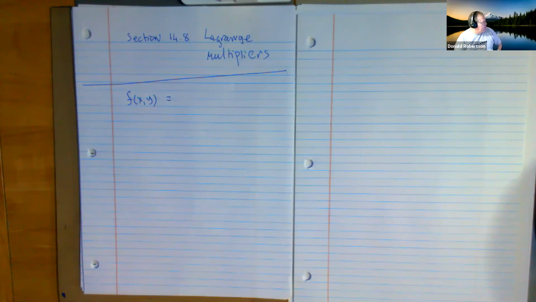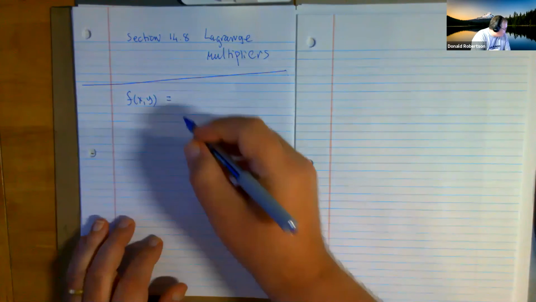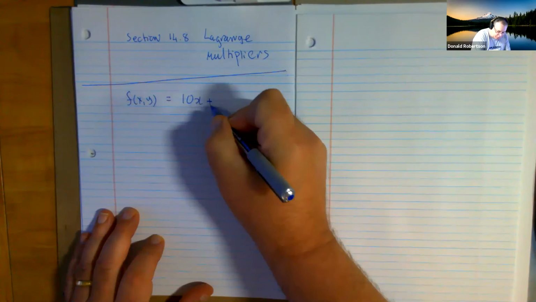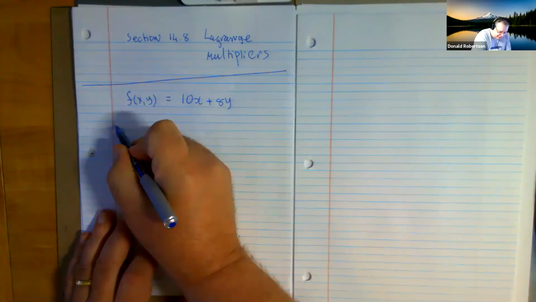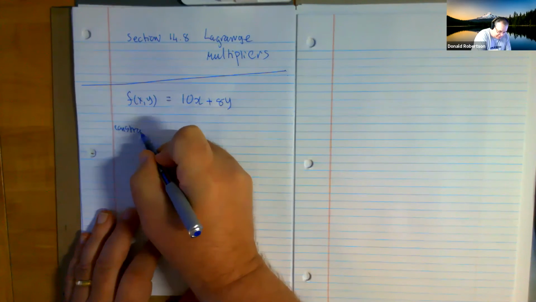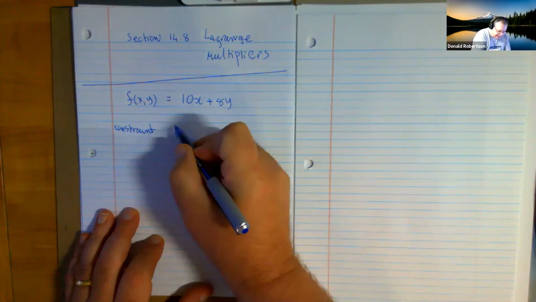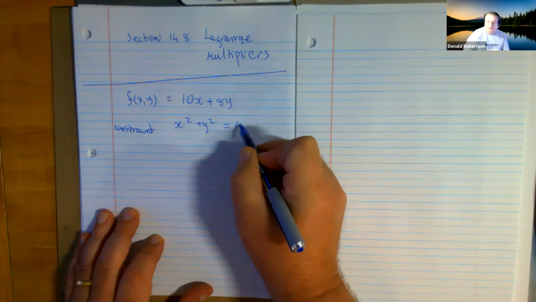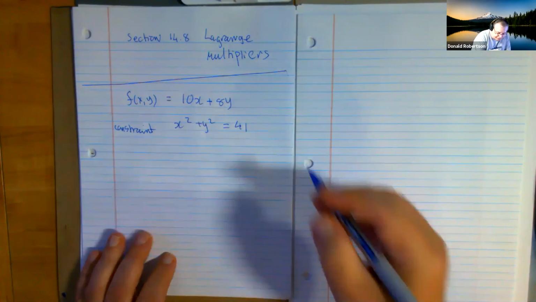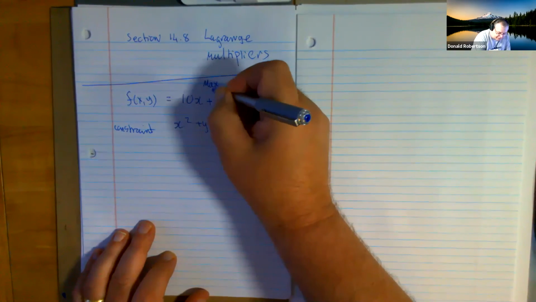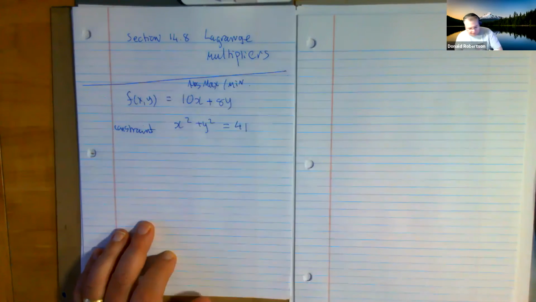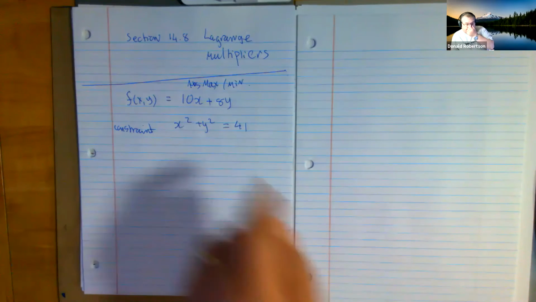Okay, so let's suppose I have a function 10x plus 8y, and the constraint is that x squared plus y squared has to equal 41, right? And we're being asked to find the absolute max or minimum of this function subject to that constraint.